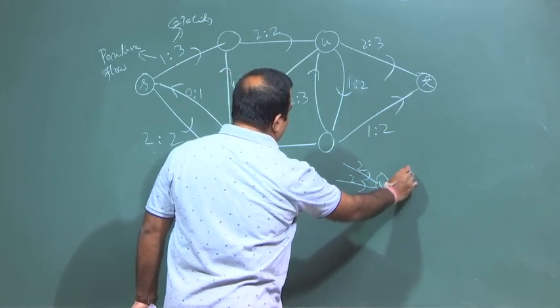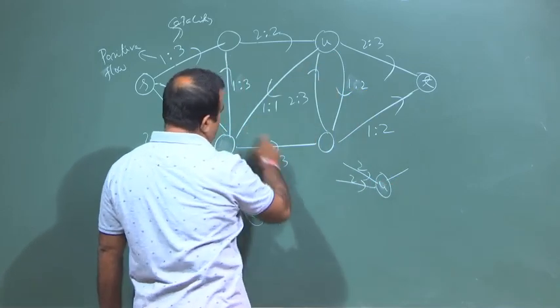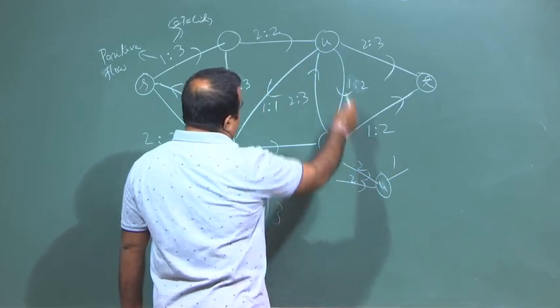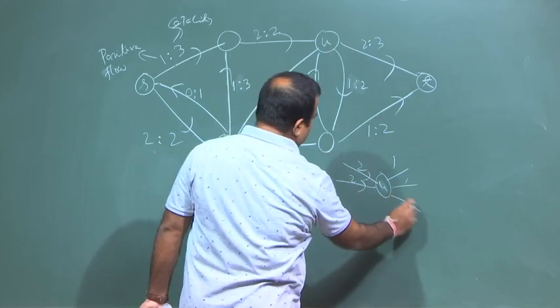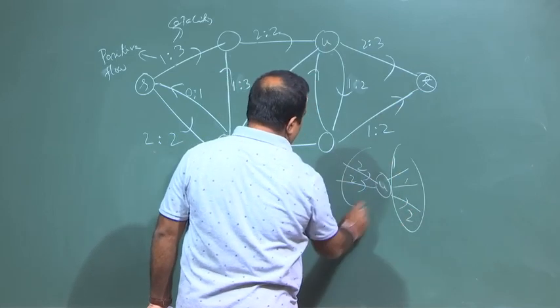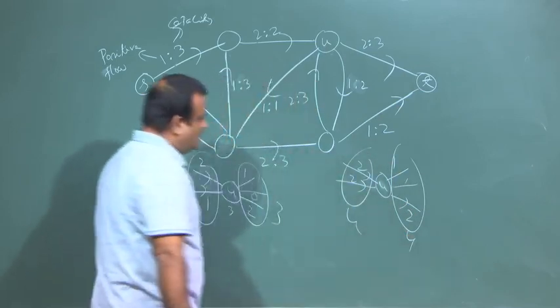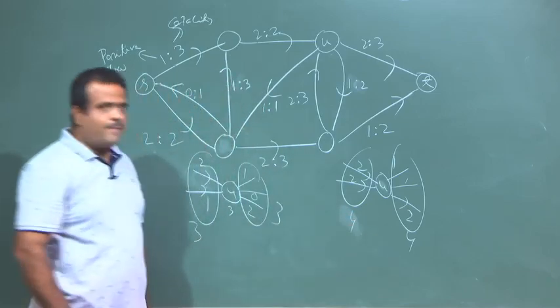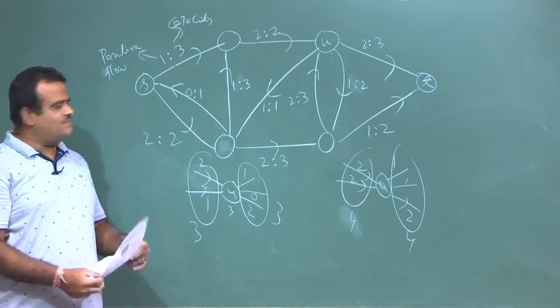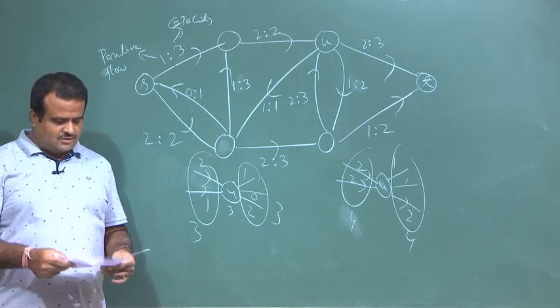And what is the outgoing? Outgoing is this one 1, and this one 1, and this one 2. So, 4, this is 4, this is 4. So, incoming and outgoing positive flow is the same. So, this is satisfied. We can verify for other vertices also.